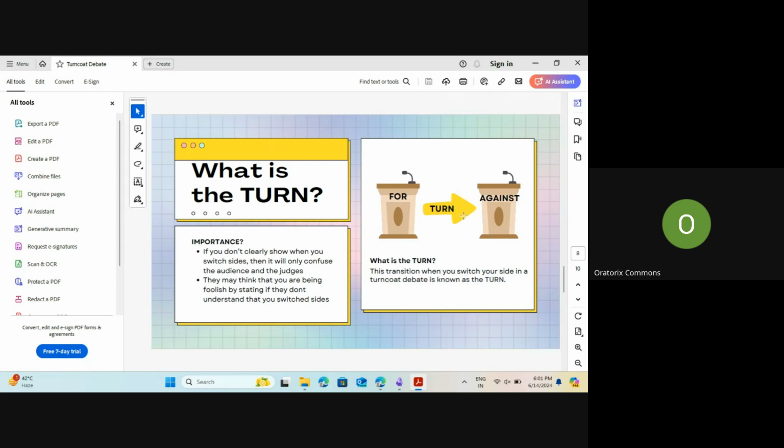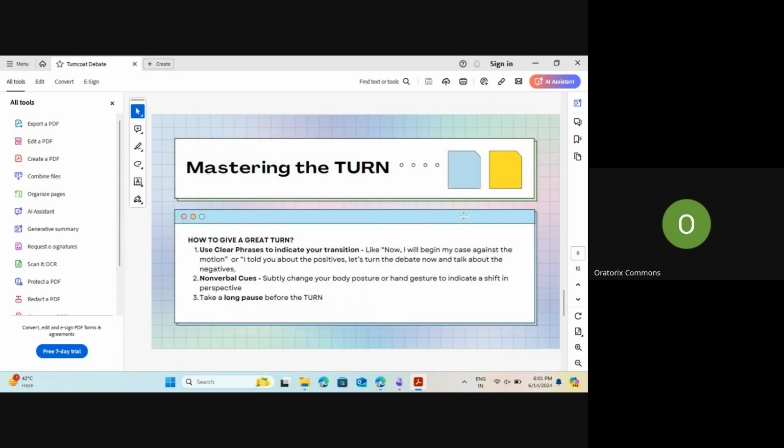Okay? Now, how do you do that? That brings us to the last slide for today: mastering the turn. You can use multiple ways to do so. Firstly, something that you should do at all costs, that is, use at least one clear phrase to indicate your transition. For example, it can be: now I will begin my case against the motion. Or it can be: I told you about the positives, let's turn the debate now and talk about the negatives. Or you can come up with anything which clearly indicates that now you are going to switch your side. That will be a statement, a line. That is something you should definitely do. The rest is optional.